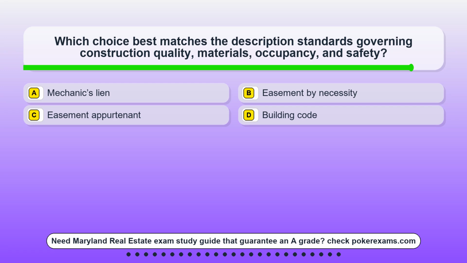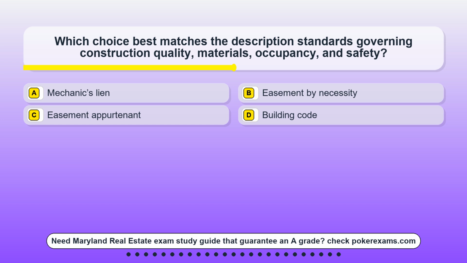Question 9. Which choice best matches the description: standards governing construction quality, materials, occupancy, and safety? Option A, mechanics lien. Option B, easement by necessity. Option C, easement appurtenant. Option D, building code.